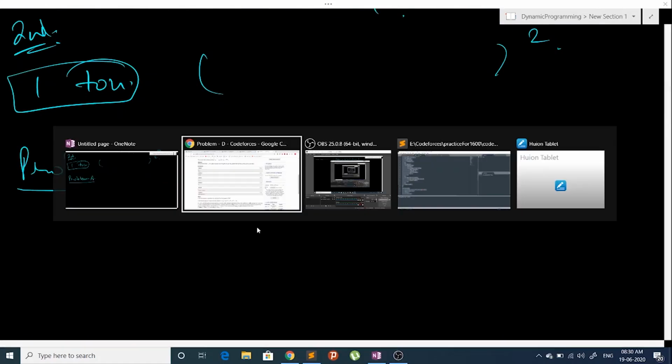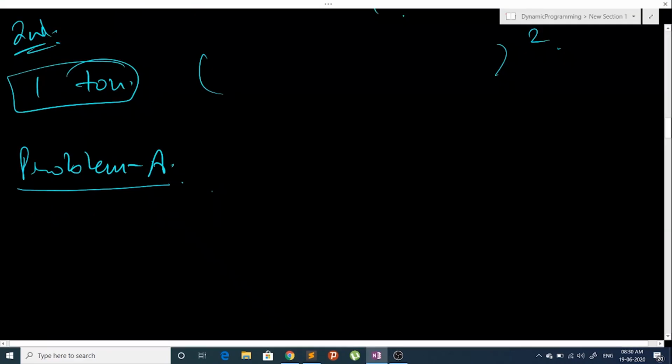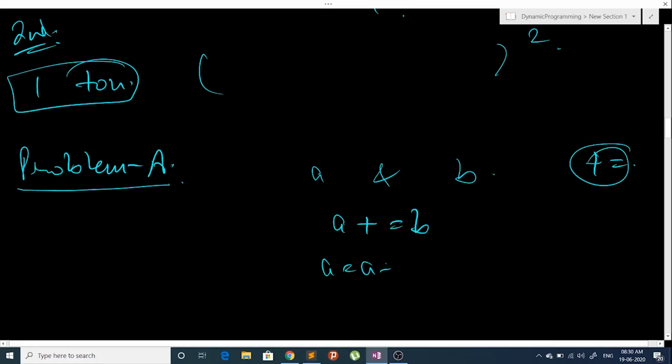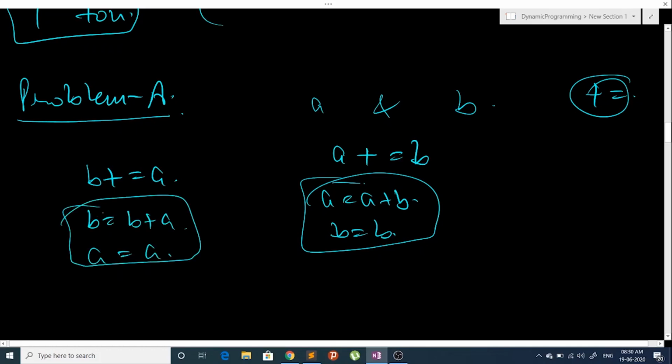So in problem A, we have two numbers A and B, and we can do an operation like plus equal. If I perform the operation on A, A plus equal B, A will become A plus B and B will remain the same. And if I do this operation on B, B will become B plus A and A will remain the same. So these are the operations that we have to do.